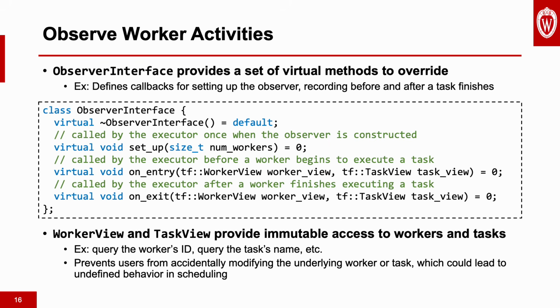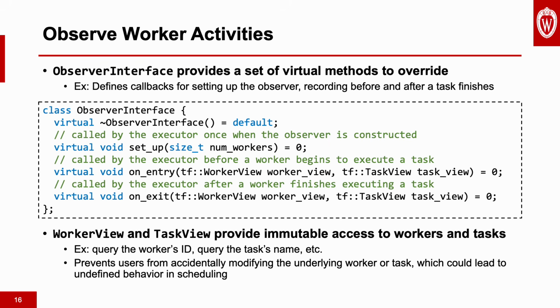To observe worker activities, Taskflow provides an interface class, observer interface, with a set of virtual methods for you to override so you can define callbacks for setting up the observer, recording before and after a task finishes. These virtual methods are setup, onEntry, and onExit. Setup will be called by the executor once when the observer is constructed, and it will receive the number of workers as an input argument.